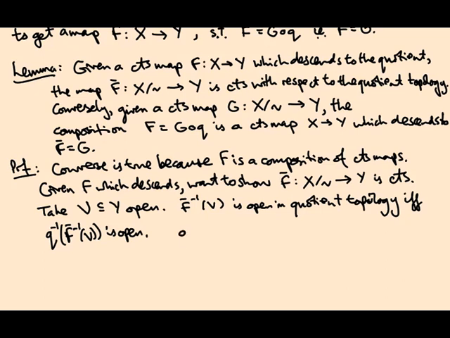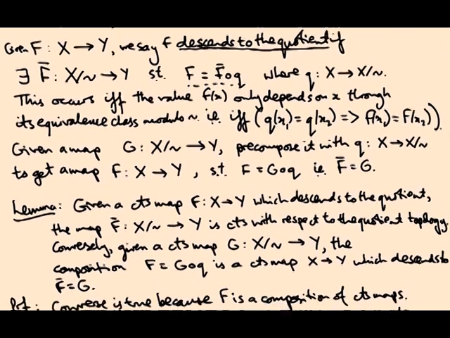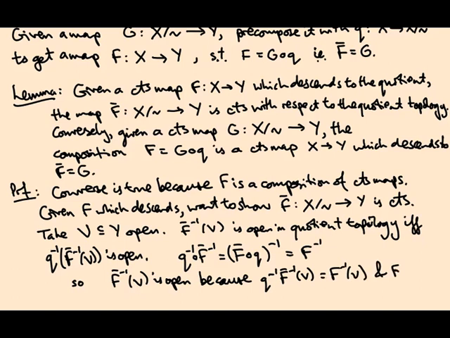Okay, but what is Q inverse F bar inverse? Well, it's exactly F bar composed Q, inverse. You have to switch the order. And what is F bar composed Q? Let's whiz back up to the top. F bar composed Q is exactly F. So F bar inverse of V is open because Q inverse F bar inverse of V is F inverse of V, and F is a continuous map by assumption. So F inverse of V is open.